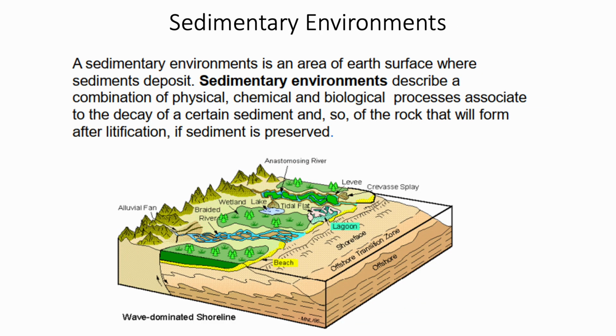This image represents sedimentary environments, places where sediments are deposited and eventually form rocks. We start with continental environments. Alluvial fan: a cone-shaped deposit from fast-flowing streams near mountains. Braided rivers: intertwining channels carrying coarse sediments. Wetlands and lakes: low-energy zones where fine sediments settle. Anastomosing rivers: multiple stable channels separated by vegetated islands.